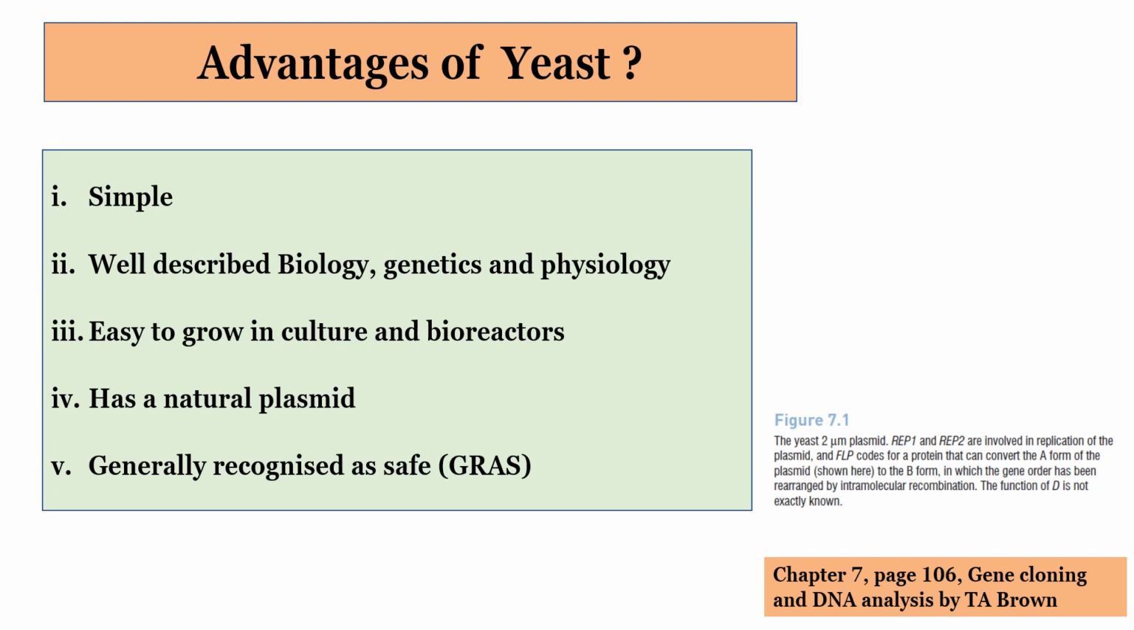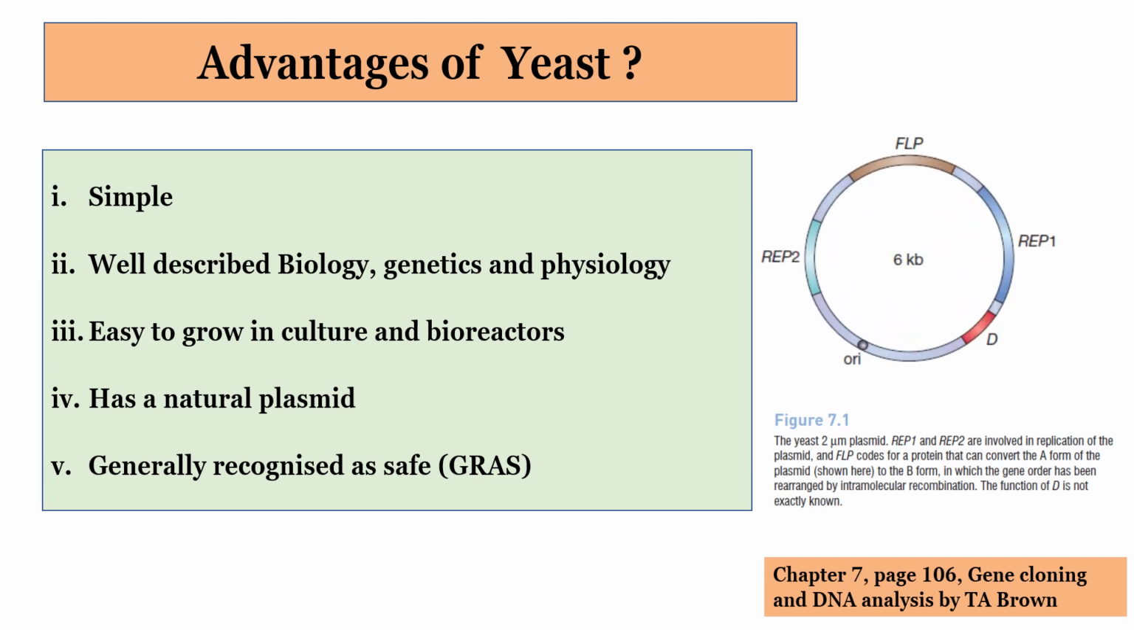Also, it has a natural plasmid, so the scientists were interested in the 2 micrometer plasmid present in yeast so that they can develop vectors. And the fifth thing, which is really very important, is that they are generally recognized as safe. The yeast Saccharomyces cerevisiae, we are using in our homes every day, like in making of bread. They are also used in fermentation and so on.